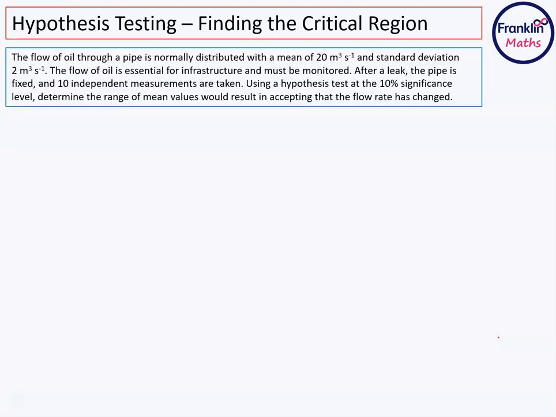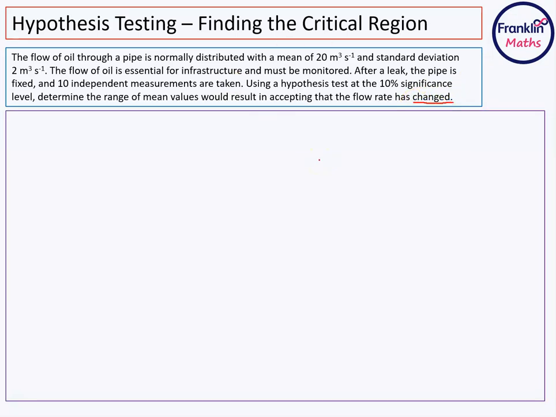Right, so we've got flow of oil going through a pipe. It's normally distributed with a standard deviation. Again, I've padded it out with a bit of a backstory for you. So they've had a leak. The pipe's fixed, and we're going to take 10 measurements. And we're going to use a hypothesis test at the 10% level to see whether the mean value has changed: determine the range of values which would result in us accepting that the flow rate has changed. So this time we're going to try and find the critical region. I've chosen one which has a change as well, just to give you that experience.